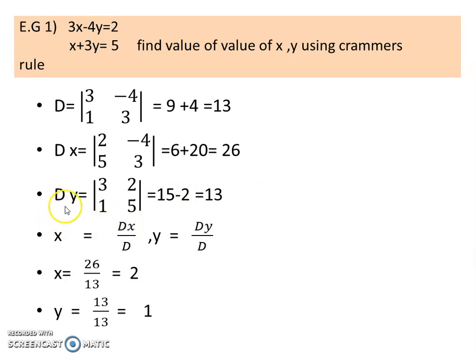Now to find Dy, instead of the y coefficients minus 4 and 3, we have to substitute 2 and 5. That's why we write 2 and 5, and 3 and 1 remain the same. 5 3s are 15. 1 into 2 is 2. So 15 minus 2 is 13. To find x, Dx upon D. To find y, Dy by D. So we put the Dx value we derived, 26 upon 13 is 2, and the y value, Dy upon D, that is 13 upon 13 is 1.